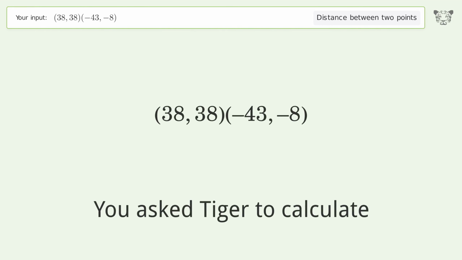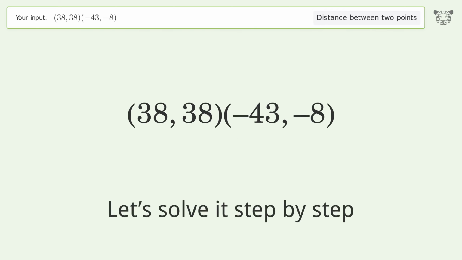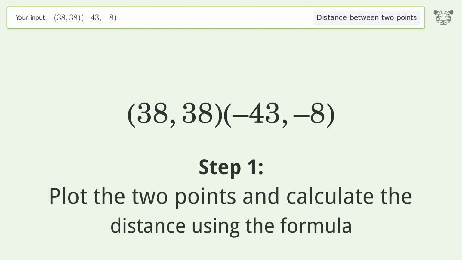You ask Tiger to calculate. This deals with the distance between 2 points. The distance between the 2 points is the square root of 8,677, or 93.15. Let's solve it step by step. Plot the 2 points and calculate the distance using the formula.